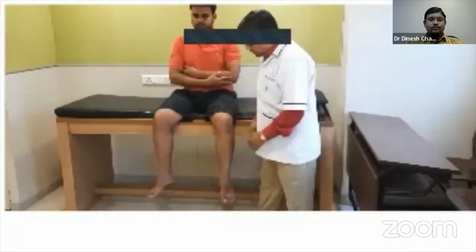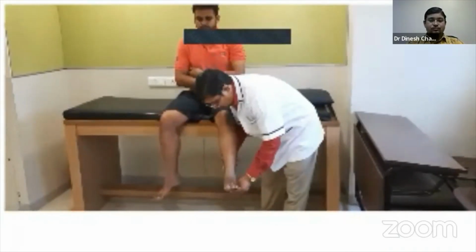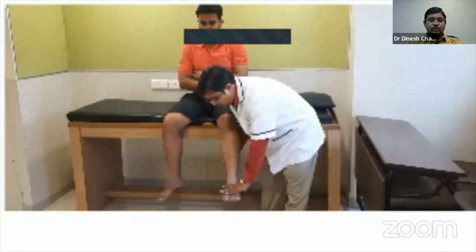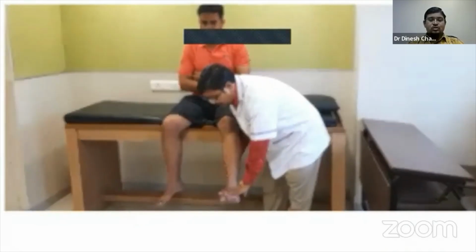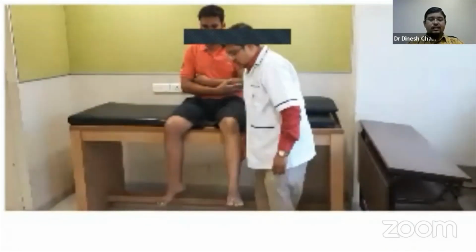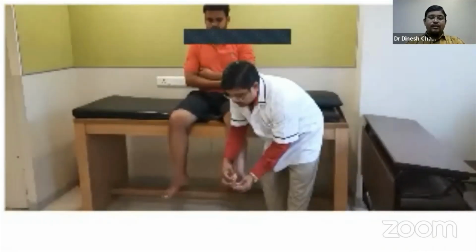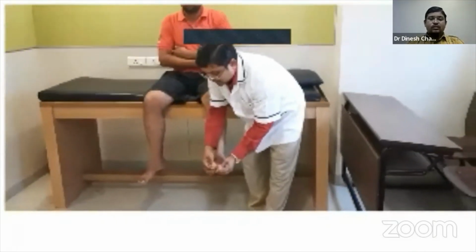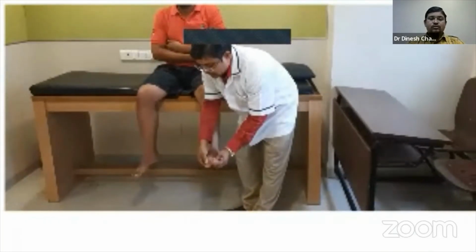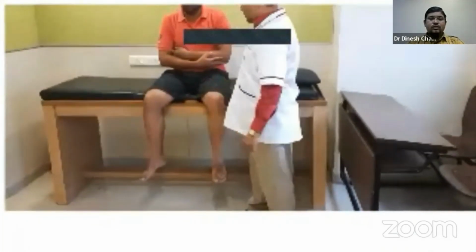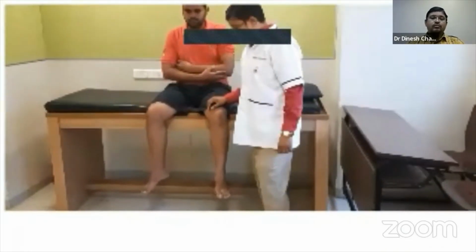Next is L4. L4 is ankle dorsiflexion. So in this position, take up. Yes. Take up. Grade 3. I'll apply resistance. Take up. Grade 4. Grade 5. Okay. So now L5. L5 myotome is extensor hallucis longus. Take up. 4. Take up. 5.